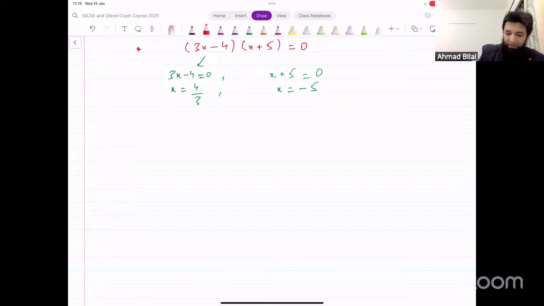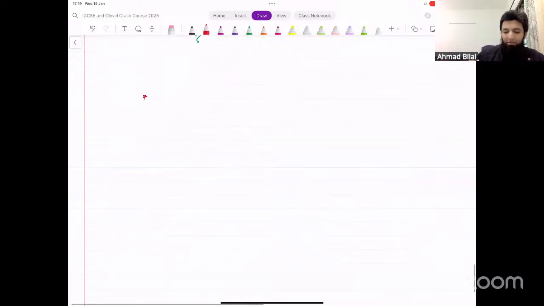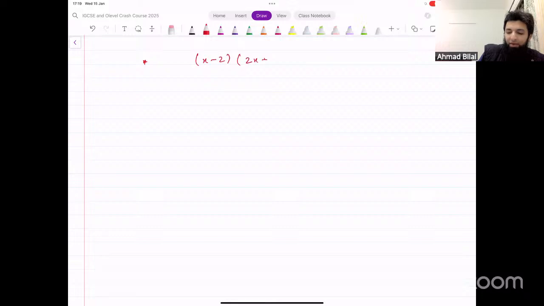Sometimes you might be asked to solve equations like this. You could have x minus 2 into 2x plus 4, and let's say that is equal to 4. How do you solve this equation now? x minus 2 into 2x plus 4, that is equal to 4. This is an equation that we want to solve now.